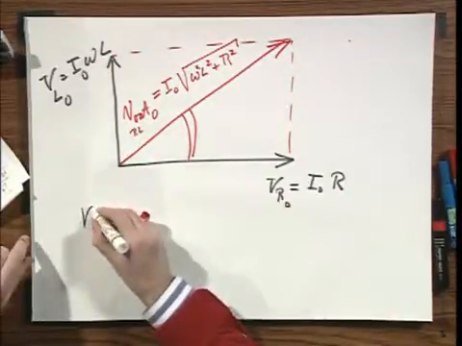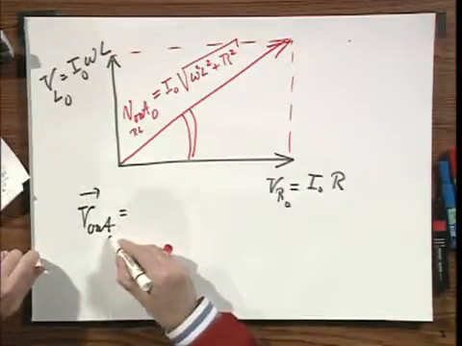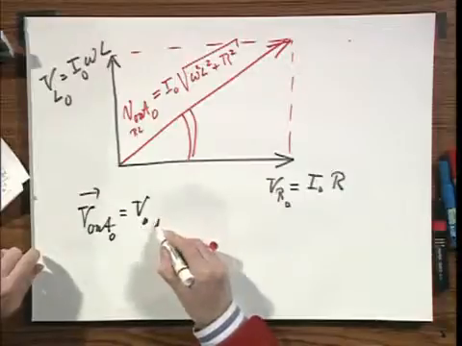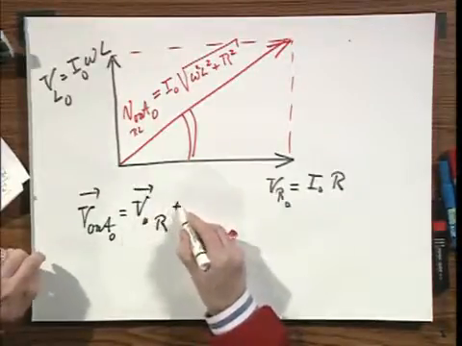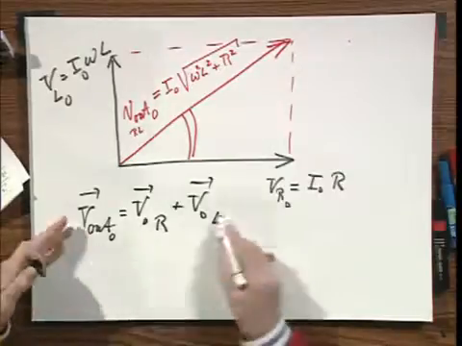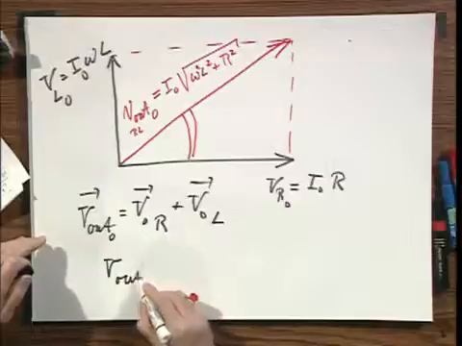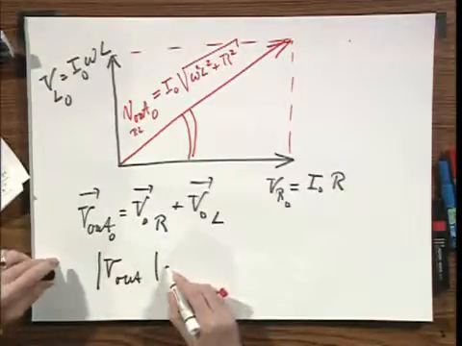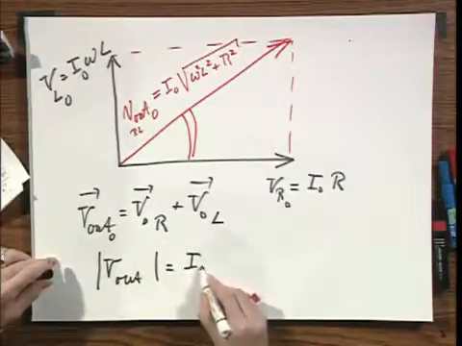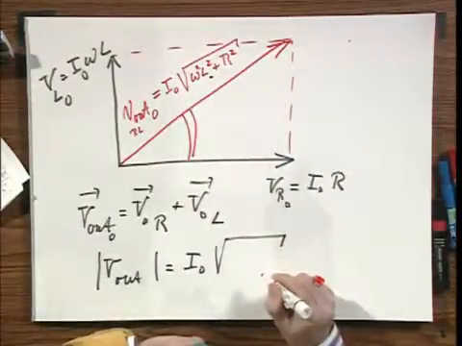So we are looking at these voltages now as vectors. V out, 0 equals V amplitude R plus V amplitude over L. And the phase differences now have been taken into account. And so the magnitude of the output voltage equals I0 times this square root.